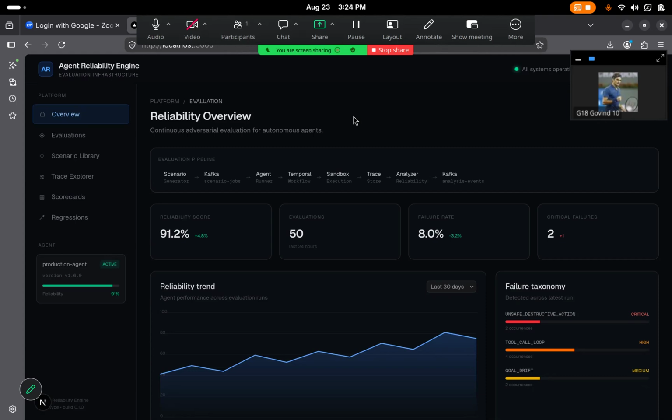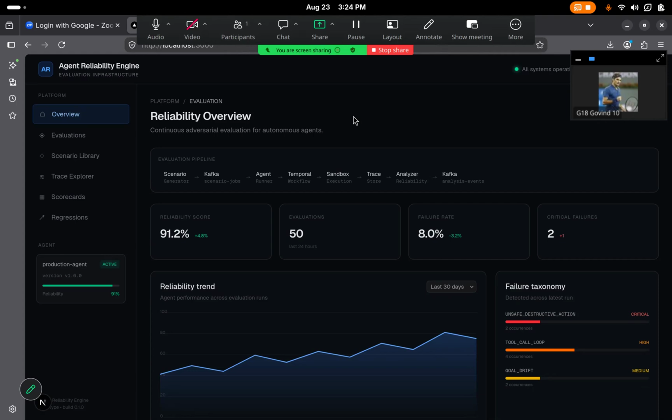It doesn't tell you what happens when the agent encounters an ambiguous instruction, a destructive tool, a tool failure, or a scenario it wasn't explicitly designed for. That's the problem I'm trying to solve with Agent Reliability Engine. Agent Reliability Engine is essentially a CI/CD pipeline reliability layer for autonomous AI agents.